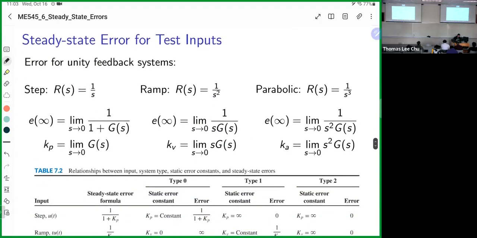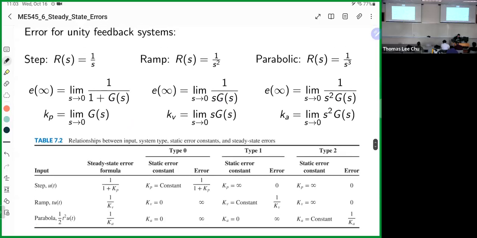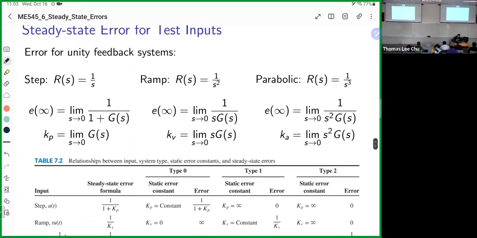And here's this chart that I think is useful for finding steady state error. Basically, when you have a step input, this is how you find the steady state error of a system with unity feedback or equivalent unity feedback. And for a ramp input, note that the 1 plus G of S, but here it's just S times G of S, and here it's S squared times G of S. That is intentional.